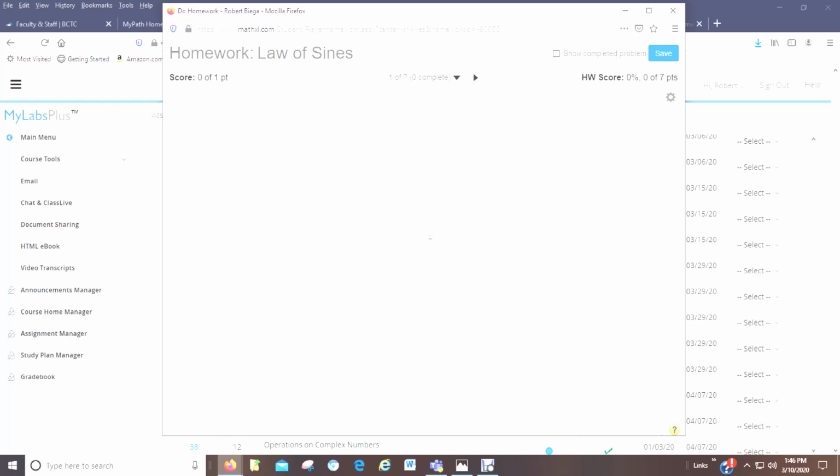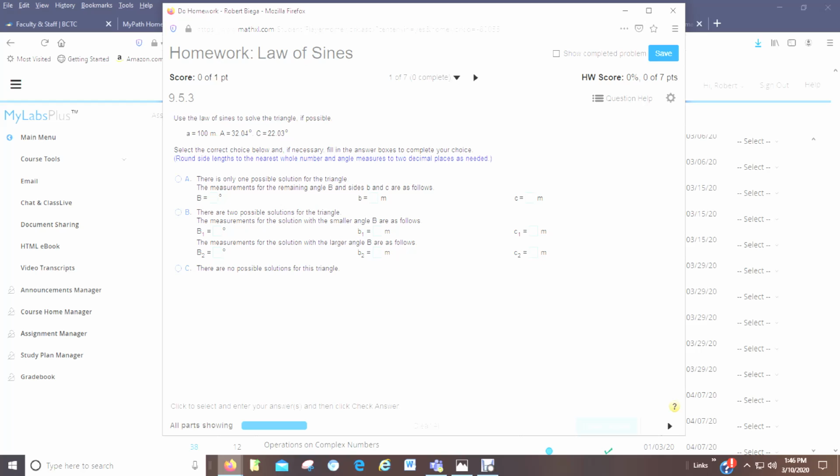Like for example, in this problem, round side lengths to the nearest whole number and angle measures to 2 decimal places. They change up every other question; they could be rounding to something differently. I have no control over that. It would be great if they would round to the tenths place all the time or the hundredths place all the time, but they don't. But remember, the nearest whole number is the nearest whole number. So if it's nearer to 31 or 32, that's what you're rounding to.